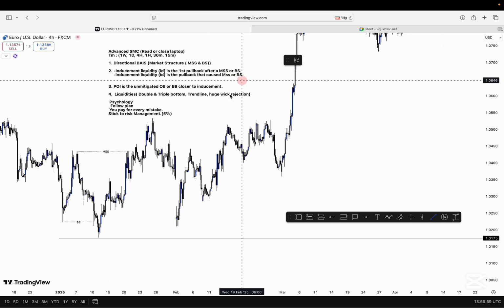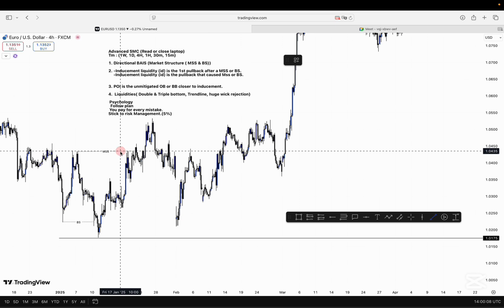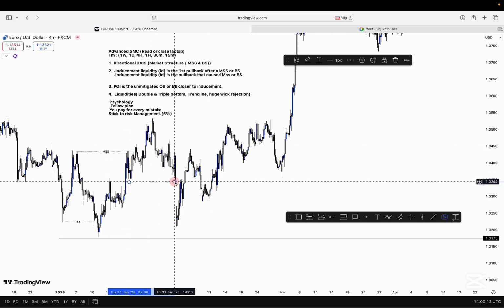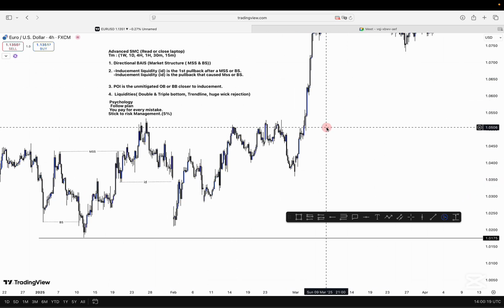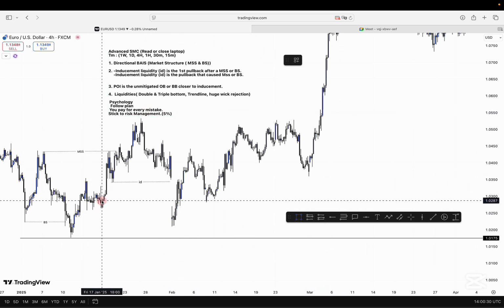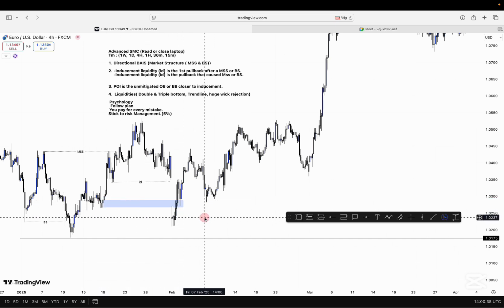So let's mark this. The pullback that caused this market structure shift was this one, this guy. So now it becomes what? Inducement. So after identifying that inducement, where can we identify our order block? This was supposed to be our order block, and we will only identify an order block when a breaker block has already been mitigated. This was the order block we were supposed to identify.